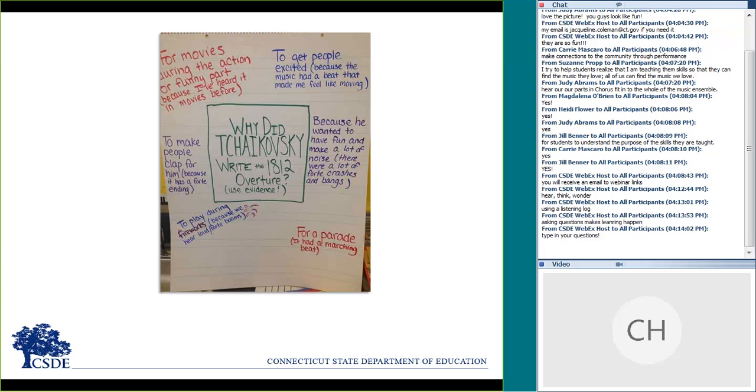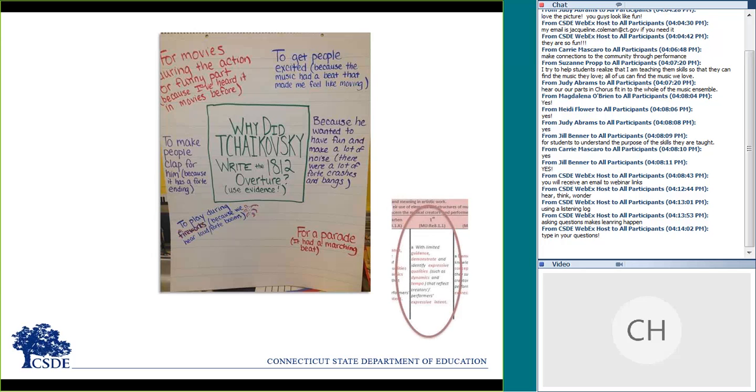I then bring it back to the composer by sharing the historical and contemporary context of the piece. And again, with older grades, you can get much more in depth with music history. And we ask how successful Tchaikovsky was in expressing his intent.